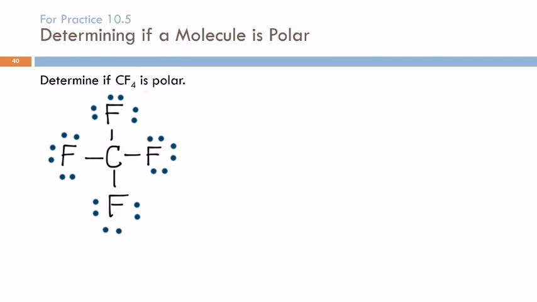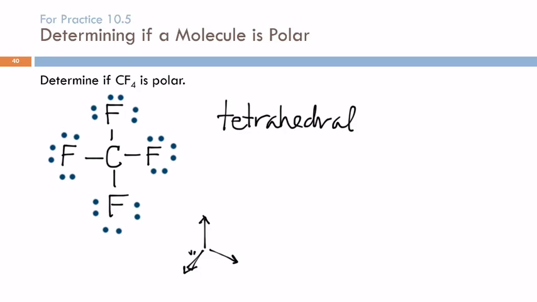So there's our Lewis structure. What's the molecular shape of this? It's tetrahedral. Are these bonds polar? Yeah, they are. So if we were going to draw them, we'd have one going up and one coming over here and one coming out at us this way and one going back that way.